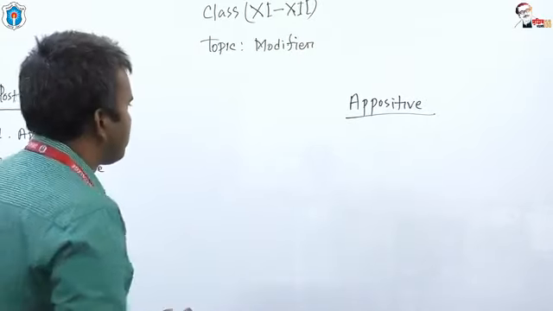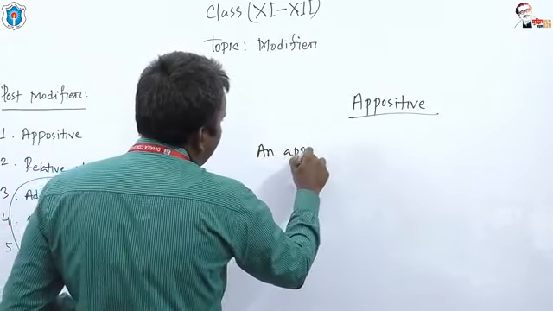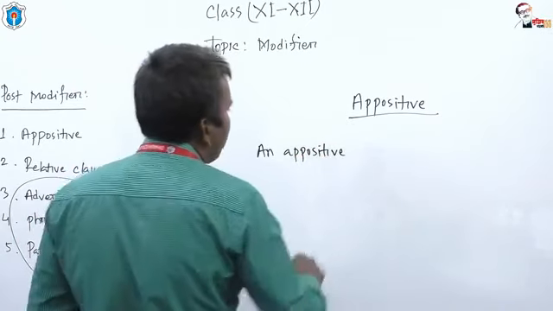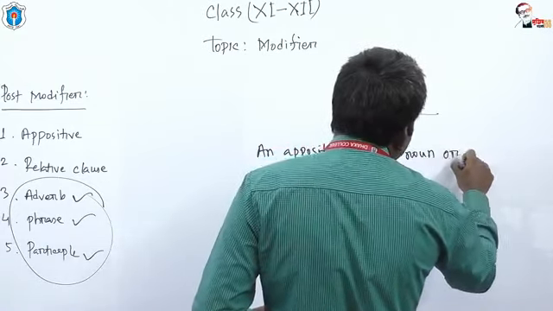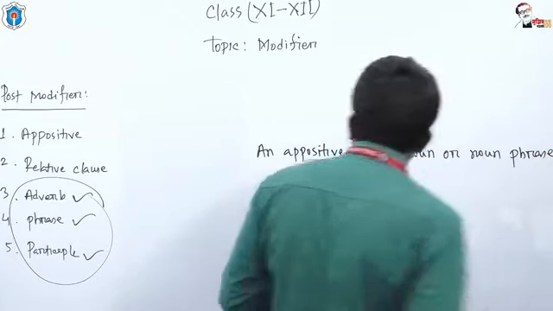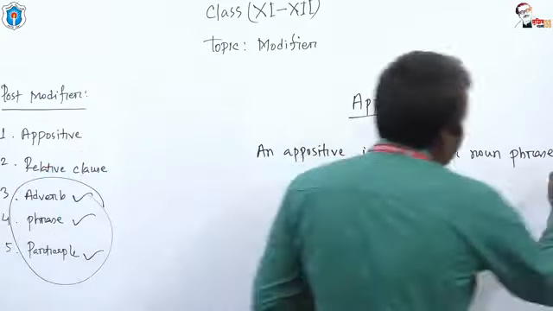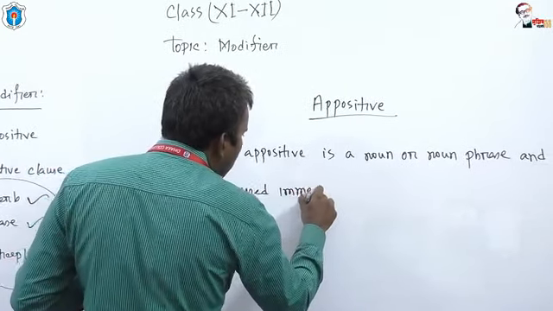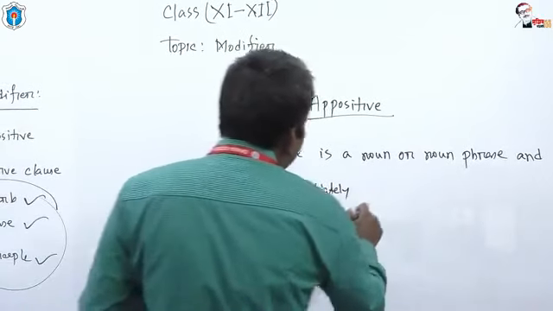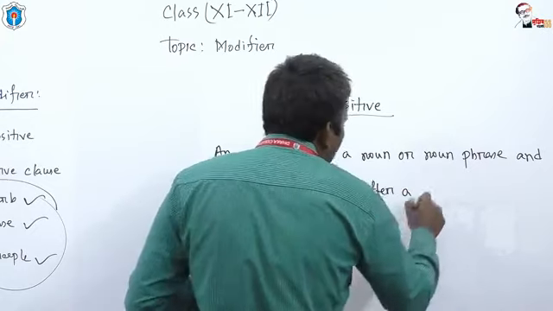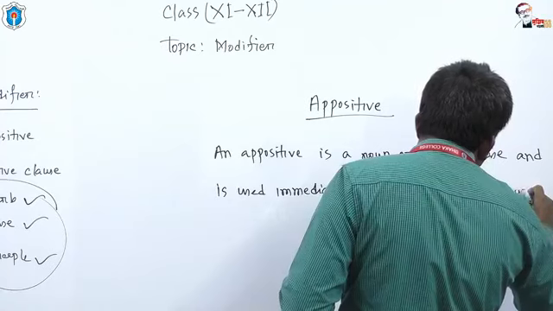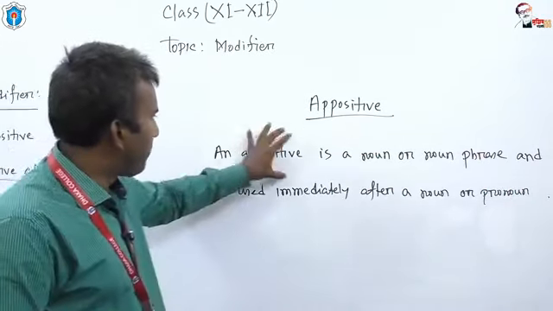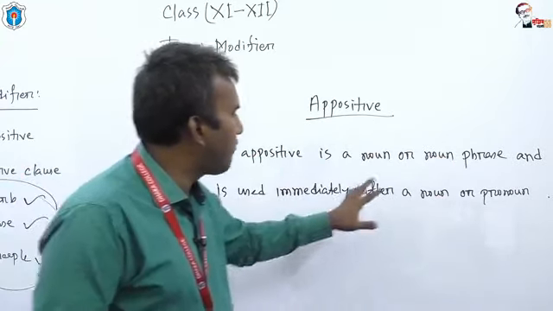What is appositive? An appositive is a noun or noun phrase and is used immediately after a noun or pronoun.